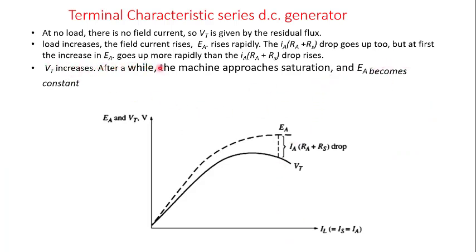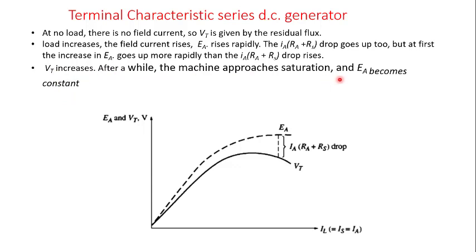But at first, the increase in EA goes up more rapidly than the drop rises. So from the beginning of the motor or the generator, the EA generated, because of the increase in flux, becomes more rapid than the drop. So this is how the graph is going to be, so that I see that the terminal voltage was increasing.